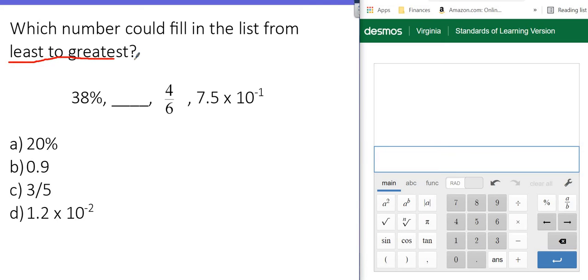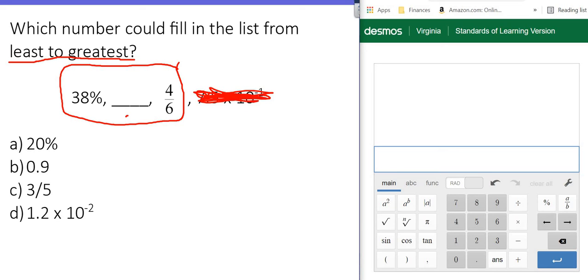So we know we're going small to big, all right? But they want you to fill in this spot right here. So the only numbers that matter are these. This one is not even involved in the problem, so you don't have to worry about that. So the first thing you need to make sure is that these numbers are both percents. 38 is a percent, but 4 over 6 is not.